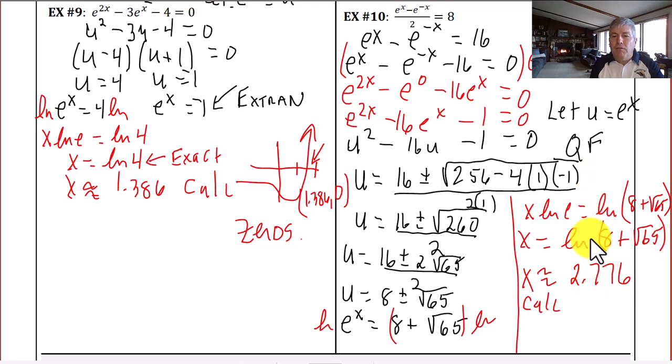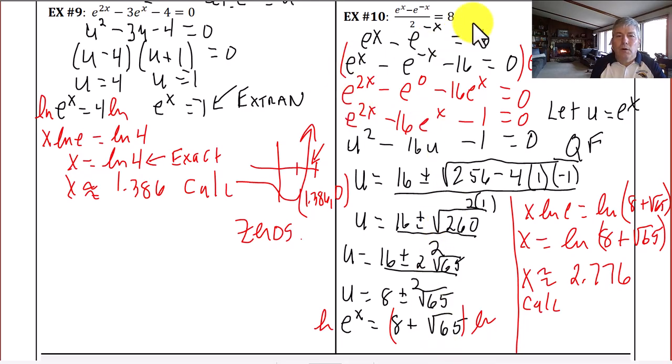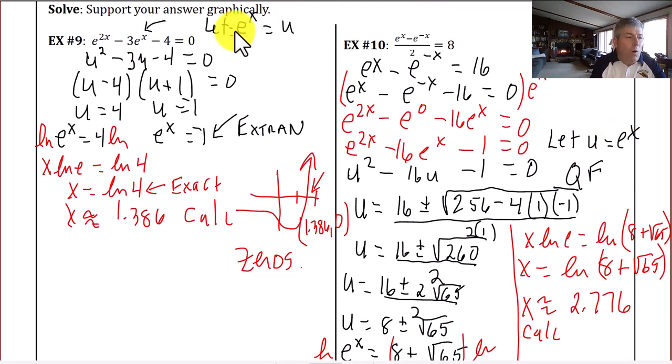2.776. And then we want to verify this using our graphing calculator. So let's take a look at our graphing calculator and see how that would work. I'll go ahead and pull up my graphing calculator, and I'm going to put both of those equations into my graphing calculator. I'm going to put (e to the x minus e to the negative x) over 2, and I'm going to put y equals 8. So both of these guys are going to end up in my graphing calculator. So this might be y1, and y equals 8 might be y2. So I'm going to put those both in. I'm going to graph and find the intersection.